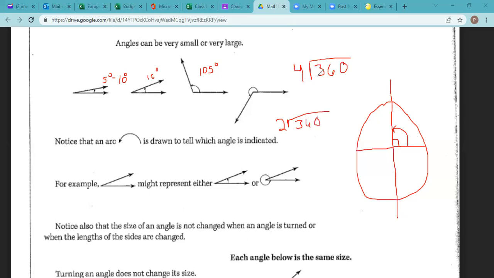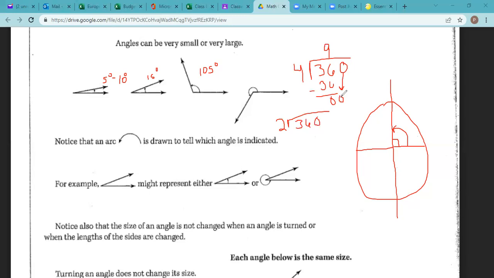So 4 cannot be divided into 3. 4 divided into 36 is 9. 4 times 9 is 36. And of course, 36 minus 36 is 0. Now, I can't just stop right there. I have this other 0 I have to bring down. When we start some subtraction, we'll do some subtraction before the end of the year, definitely. I'm sure we'll pick it up probably in April or May. But we do have to absolutely bring this 0 down.